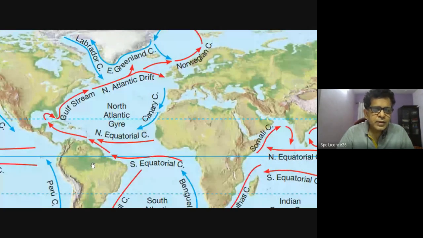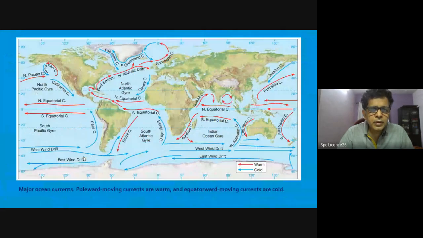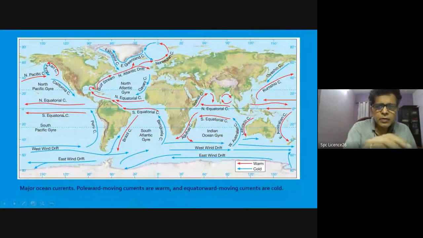Okay, the first lesson is that in the tropical regions, warm waters flow along the eastern margins of continents. My statement is warm waters flow along the eastern margins of continents in the tropical regions. Can we say so?